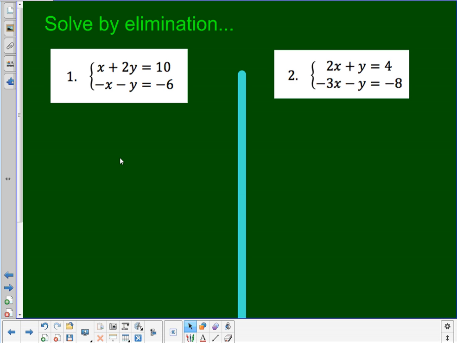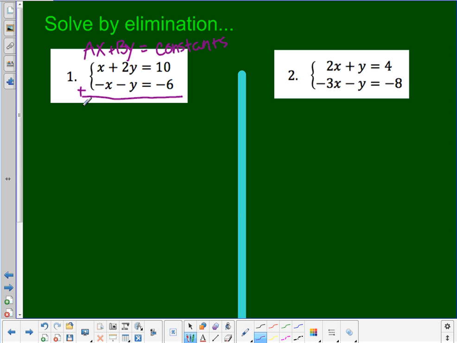It says x plus 2y equals 10 and negative x minus y is equal to negative 6. So now what I want to look at is the fact that, first of all, I have my x's lined up, I have my y terms lined up, and I have my constants lined up on the other side of the equal sign. This is that standard form, ax plus by is equal to c. So both equations are in standard form. Now I'm ready to add these together.